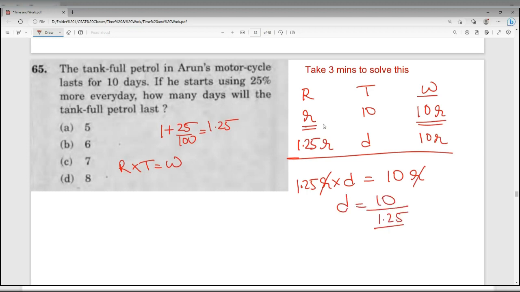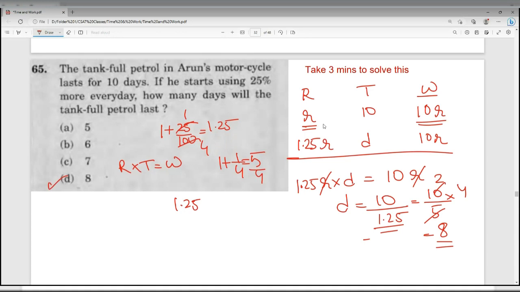And if you are having trouble with multiplying this, you can convert this 1.25 like this. This becomes 1, 25 ones are 25, fours are 100. This becomes 1 plus 1 by 4. This is 5 by 4. So for 1.25 it becomes 10 divided by 5 by 4. The 4 goes to the numerator. And 5 twos are 10, 4 twos are 8. So if he starts using 25% more, he can use that full tank for only 8 more days.